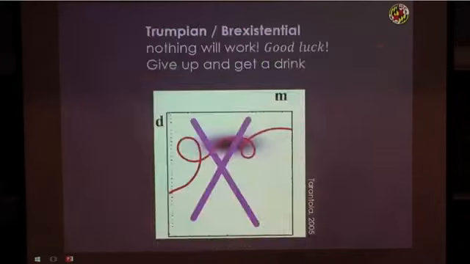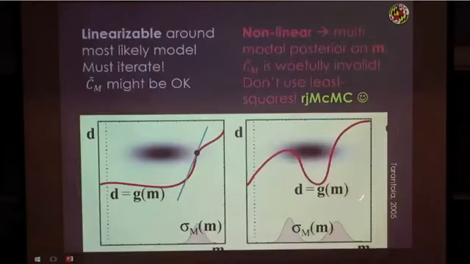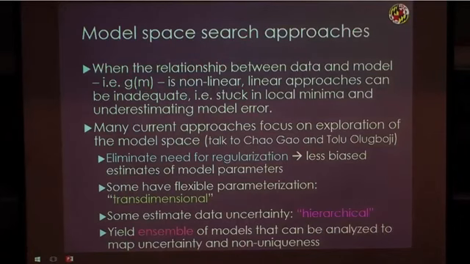But when things are not that bad, when they're kind of in this regime, you can still do a good job. But then you have to use what are called model space search approaches. So when the relationship between data and model is nonlinear, the linear approach can be inadequate. In other words, you might get stuck in a local minimum, you might only see one side of the solution, or you might have a completely inaccurate representation of what your uncertainty on the model parameter estimation is.